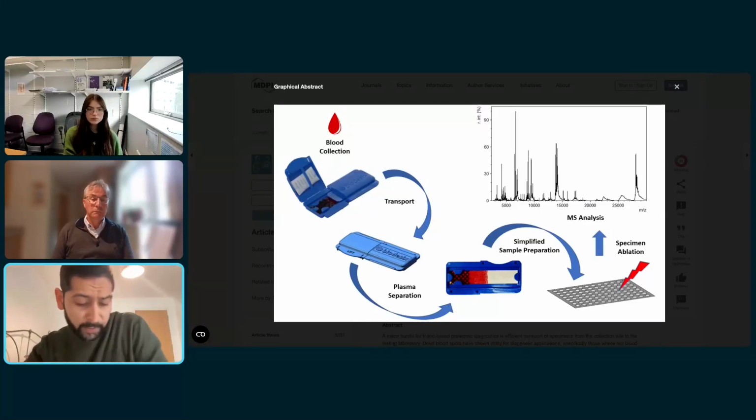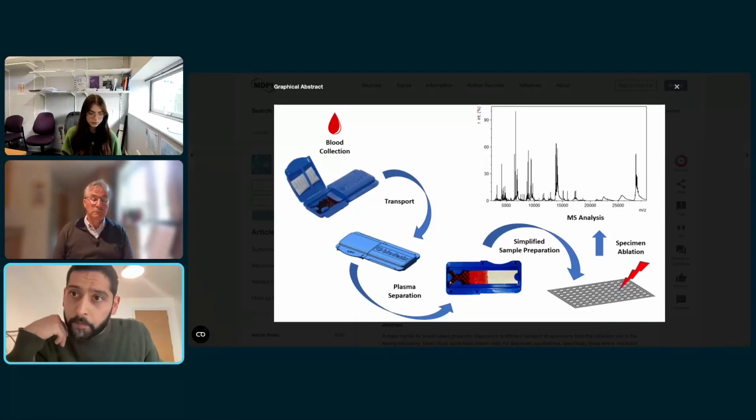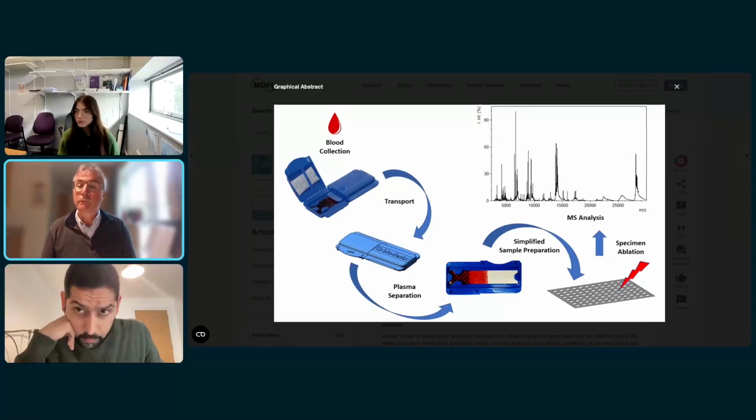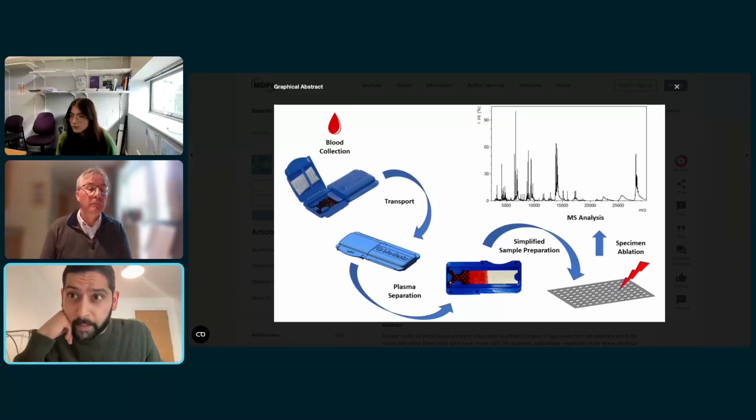I guess reassuringly, despite not being a volumetric method, the results that we got, or the analytes that we were looking at, didn't seem to be affected so much by a hematocrit effect or hemoglobin concentration. So I hope that's answered your question.